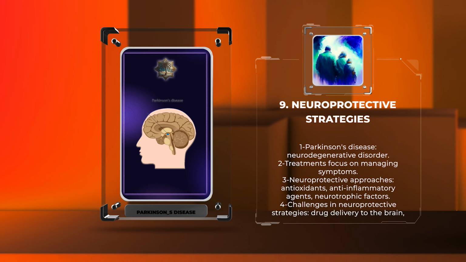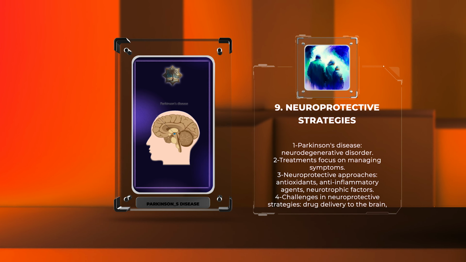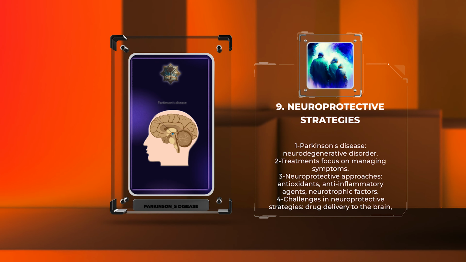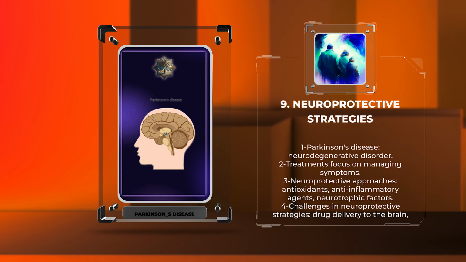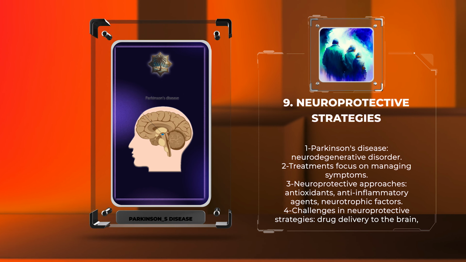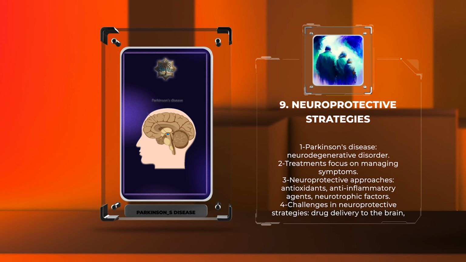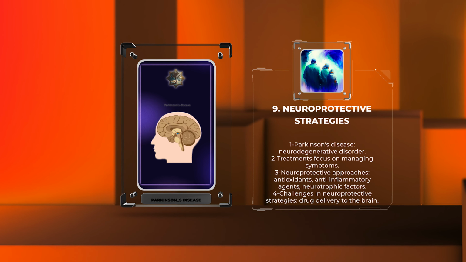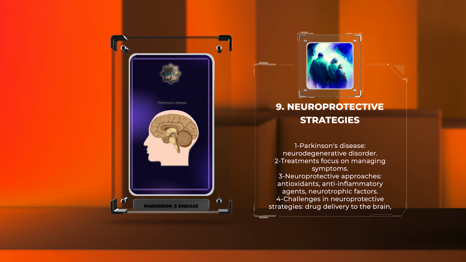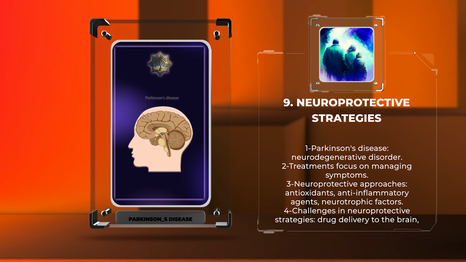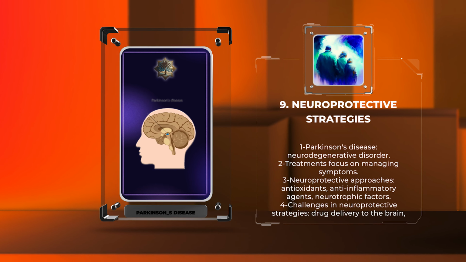Another avenue of investigation is the use of anti-inflammatory agents. Inflammation in the brain plays a role in the progression of neurodegenerative diseases, including Parkinson's. By targeting and reducing this inflammation, it may be possible to slow down or halt the neurodegenerative process. Furthermore, neurotrophic factors, which are proteins that support the growth and survival of neurons, show promise as neuroprotective agents. These factors can promote the survival of dopaminergic neurons and potentially slow down the progression of Parkinson's disease.